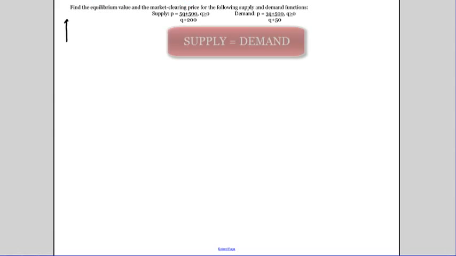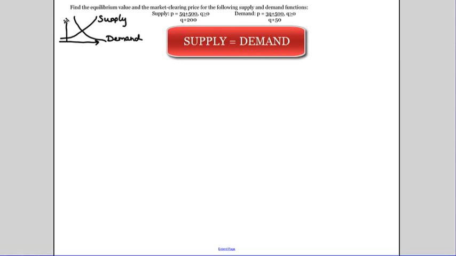The equilibrium point occurs where the supply curve intersects the demand curve. We'll abbreviate equilibrium with EQM. Q1 represents the equilibrium quantity, and P1 is the market clearing price.